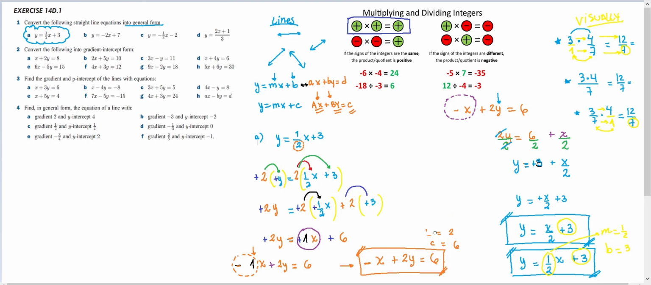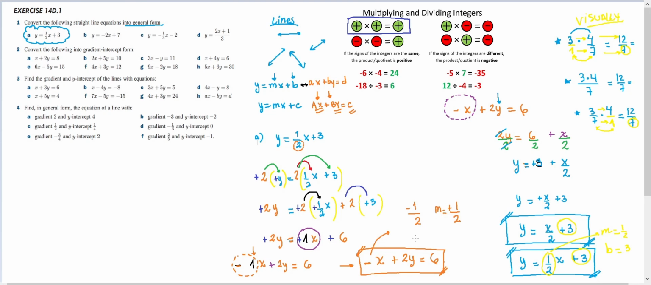You are going to divide a over b. But you know, a over b, a is this number, minus 1. And your b is this number, 2. But you're going to change the sign. So if it's negative, you're going to take the positive, the opposite to that. And that is going to be your gradient of the line if you see it in general form.